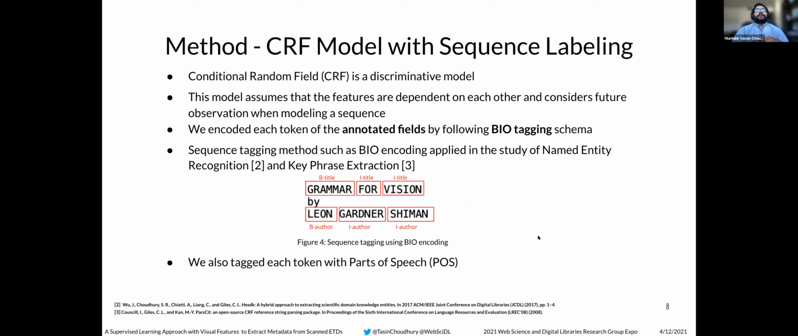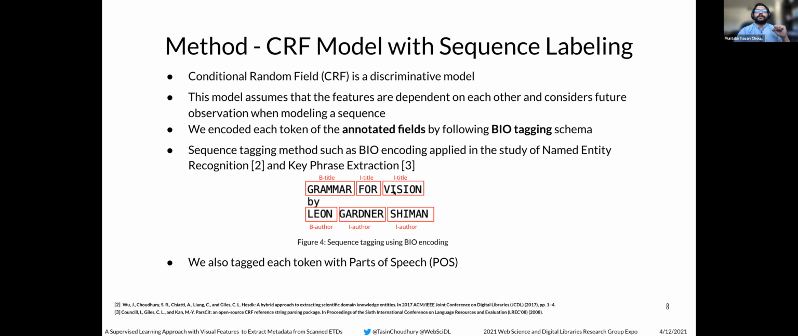So one of the methods is the CRF model with sequential labeling, since this is a classification-based model. So we chose conditional random field by studying several other literatures, and this is kind of promising. And this model assumes that the features are dependent on each other, and it considers future observation when modeling a sequence. Now, we annotated fields and we encoded each annotated field by following the BIO tagging schema.